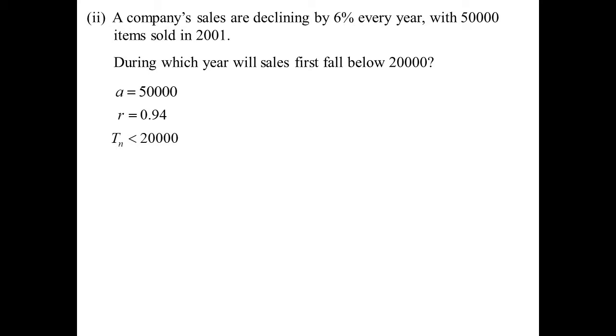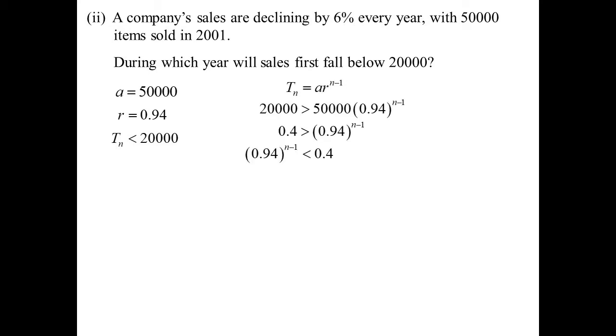We want to know, when is the general term less than 20,000? Well, our general term is ar to the n minus 1. Let's solve it. 20,000 is going to be greater than 50,000 times 0.94 to the power of n minus 1. We end up with an exponential inequation. So let's make use of our log laws.